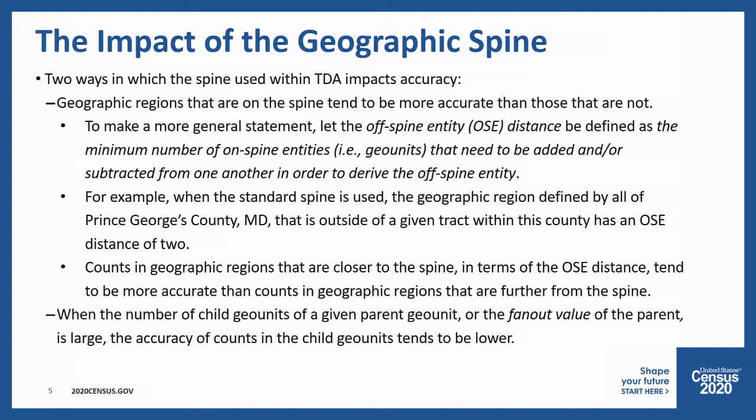But we've also found that when the number of child geo units of a given parent geo unit, which we call in the DAS team the fan-out value of the parent geo unit, is large, the accuracy of counts in the child geo units tends to be lower. More importantly, on larger schemas than the redistricting file, this can actually cause computational infeasibility, just because we're trying to solve optimization problems at that point that are so large that we have trouble actually being able to solve them in a tractable way.